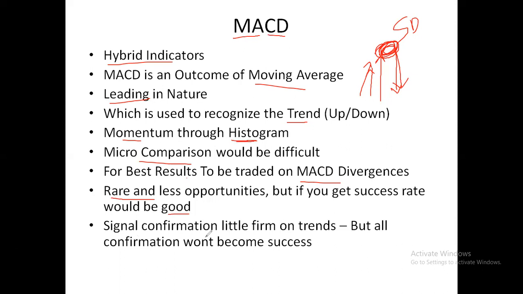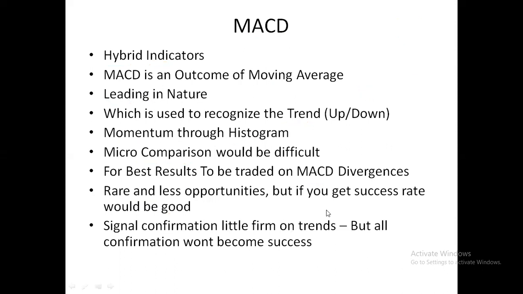On signal confirmation, many times you will get signal confirmations that a crossover has happened from the downside, on the put side or call side. You will hear all these things, but not all the call side and sell side signals will become successful. So wait for proper convergence and divergences, and you can get good clarity on these trades.